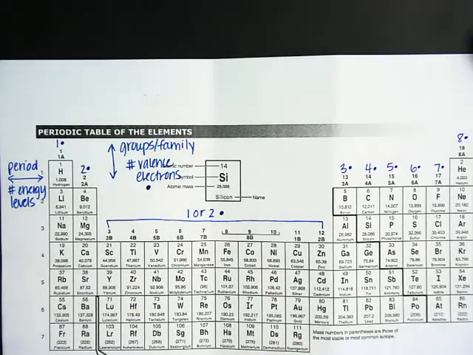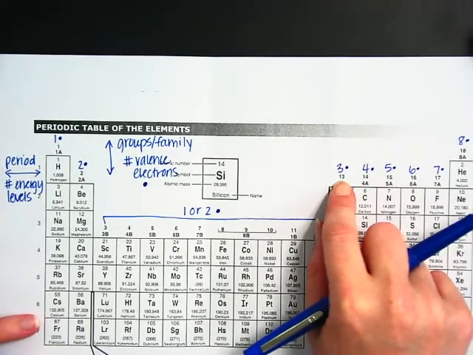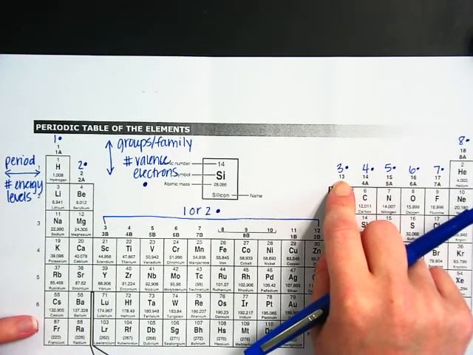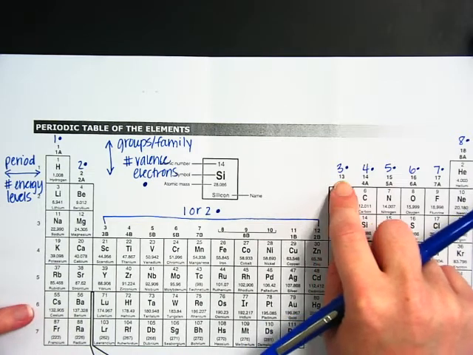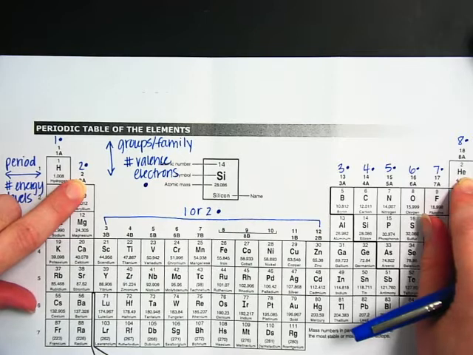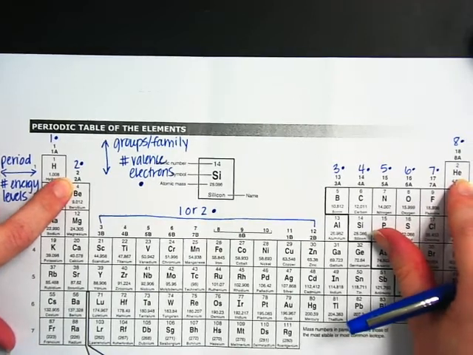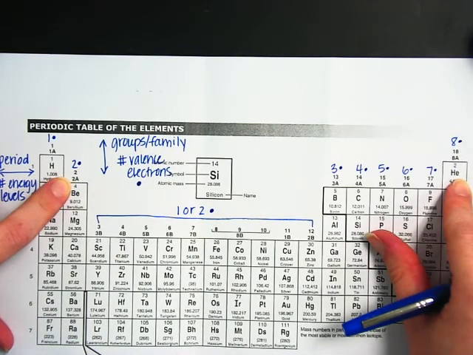Yes, sir? Why are we subtracting 10? You subtract 10 from the group number because that gives you the number of valence electrons. You only subtract 10 from this side down here. If you subtract 10 here, you wouldn't get 2. Okay, so those are our valence electrons.